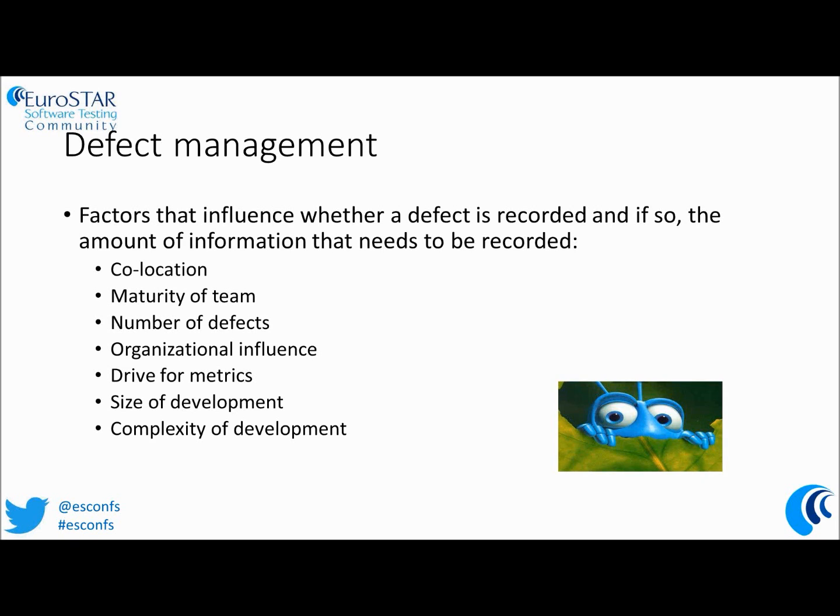So within defect management, we have a lot of factors that influence whether a defect is recorded and how much information needs to be recorded. If we're co-located, if we're as a team in the same room and we work together for a long time, well, then we can at least use less information within our defects. Because half a word is enough to understand each other if you're working together for a long time in the same place. And if you don't understand it, you can go to the other person because you're all in the same room.